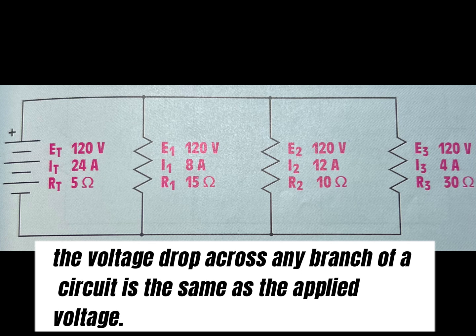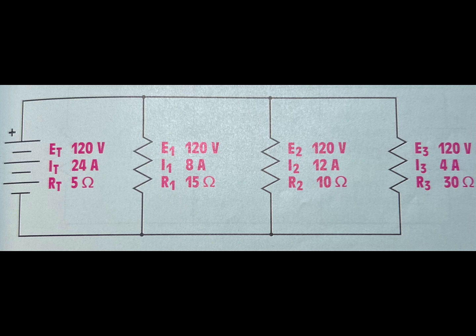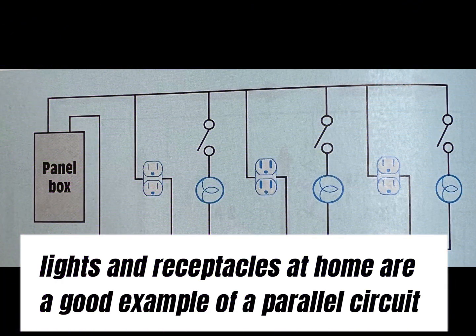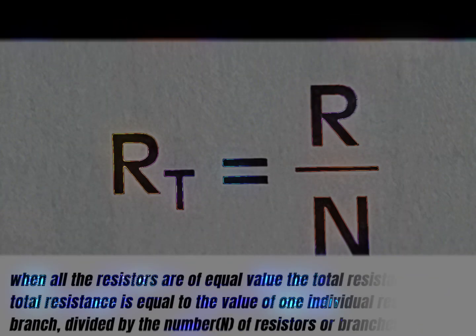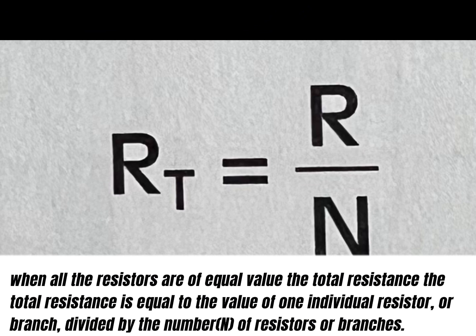Parallel resistance formulas. Three formulas can be used to determine the total resistance of a parallel circuit. Parallel resistance formulas for resistors of equal value. When all resistors are of equal value, the total resistance is equal to the value of one individual resistor or branch divided by the number of resistors or branches. Therefore, the formula RT equals R over N, or the number of circuits or resistors, applies.